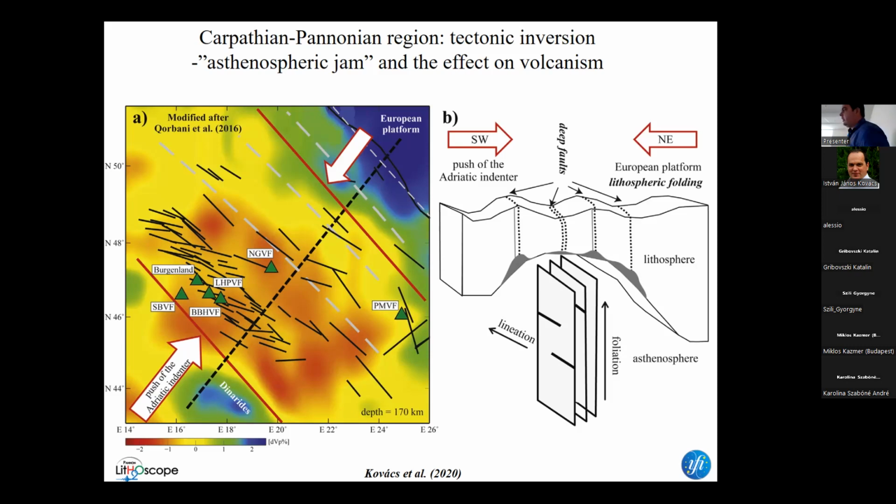Yeah, I mean, the evidence is that we have the alkaline basalts on the surface, so they must use some deformation zones to come to the surface. So I think we need to explain somehow that we have these alkaline basalts.